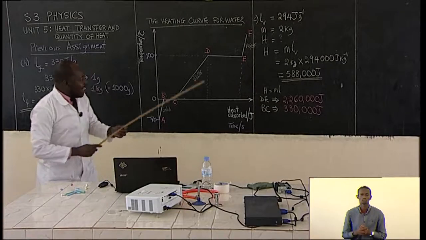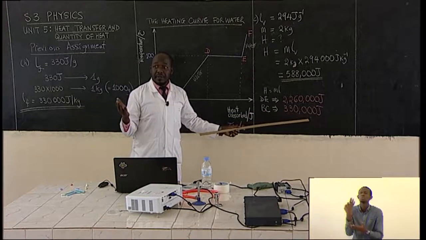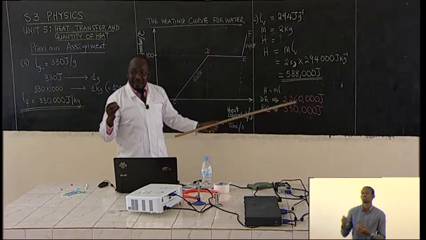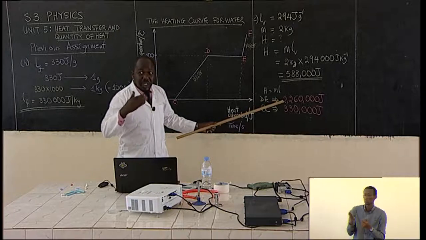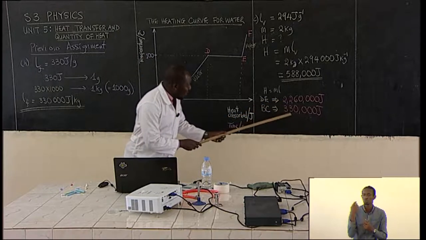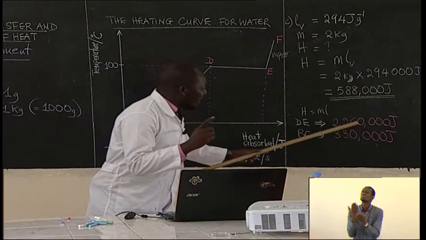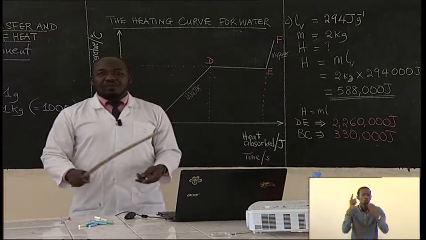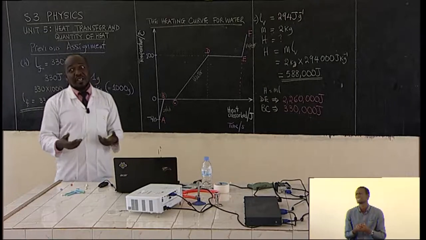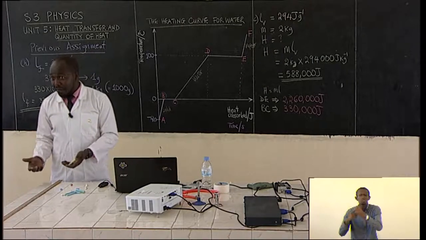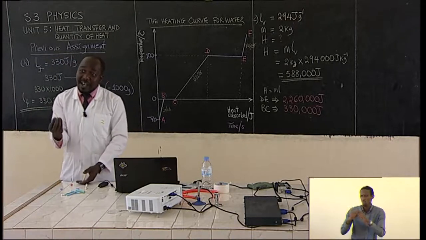So ice requires only 330,000 joules to convert 1 kilogram into liquid water. But what about water which is at 100 degrees to change into steam? Does it require also 330,000 joules? No. It requires 2,260,000 joules. If you do a quick arithmetic, you'll find the heat required to make water boil at 100 is almost six times that which is required to make ice melt.